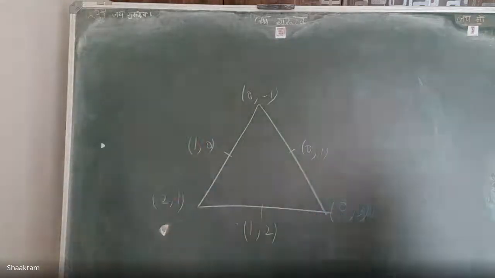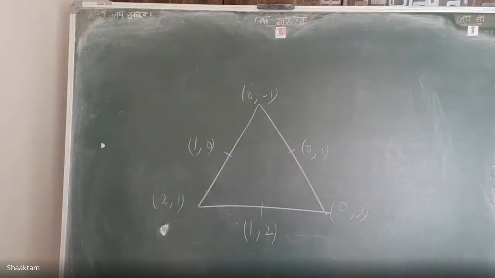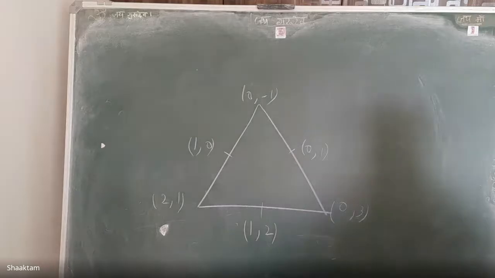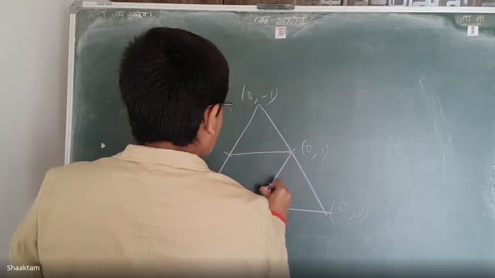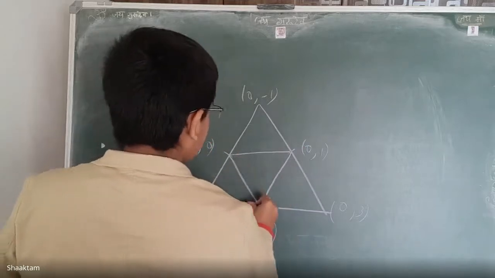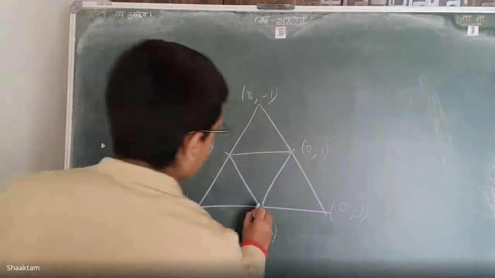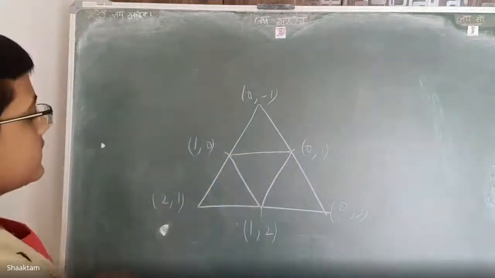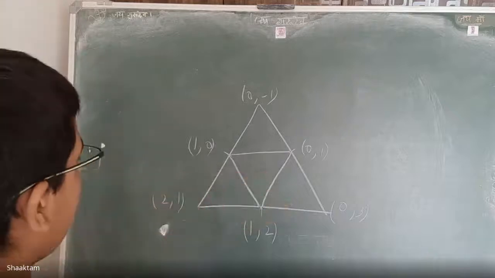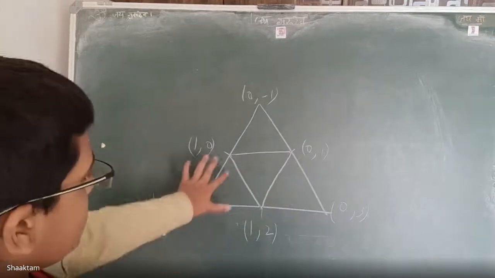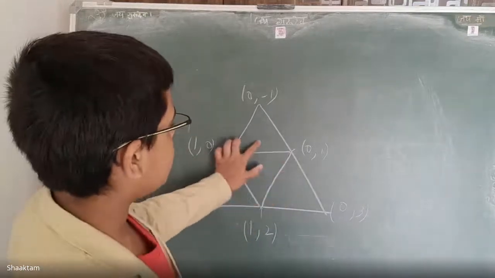Now, what the question says is to find the area of the triangle formed by joining the midpoints of the sides of the triangle. So now they are asking me to join the midpoints and then find the area. We can do so by the distance formula. But first, let us see the sides of the triangle: (1, 0) and (1, 2). Let us find the lengths of the sides.